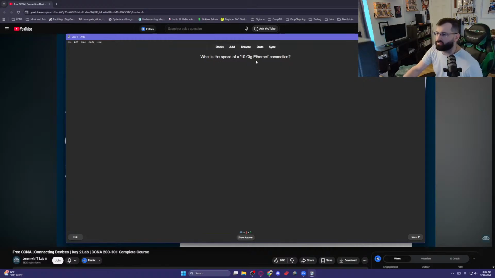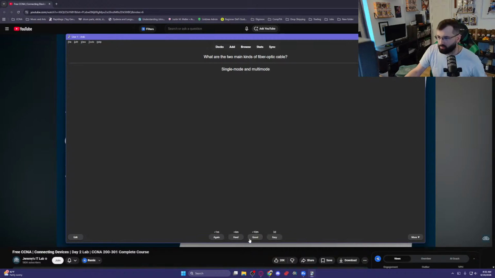What is the speed of 10 gigabit Ethernet? 10 gigabits a second. Yeah, those are easy. What are the two main kinds of fiber optic cables? Multi-mode and single mode.